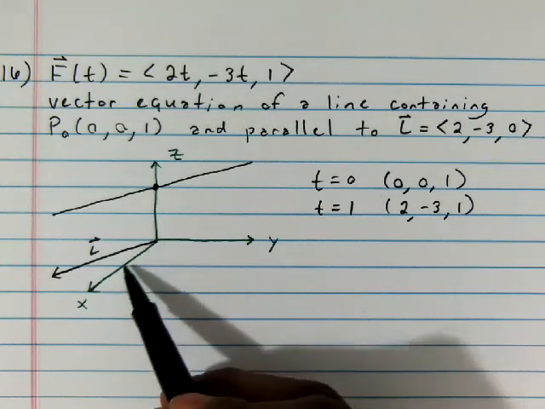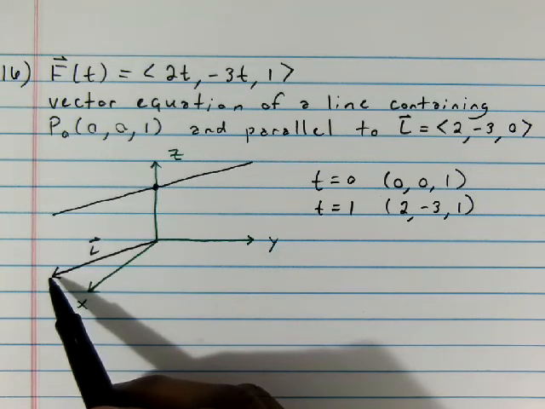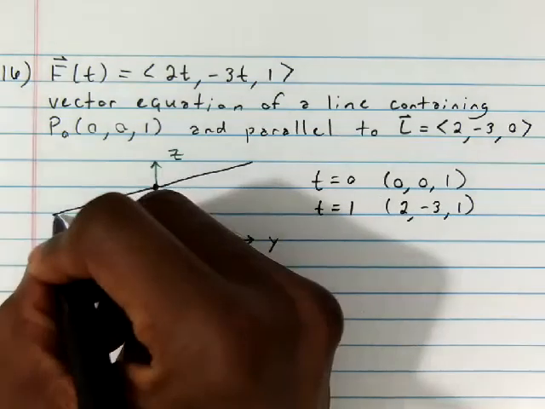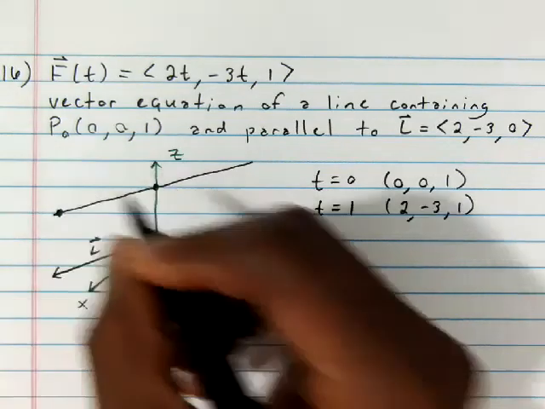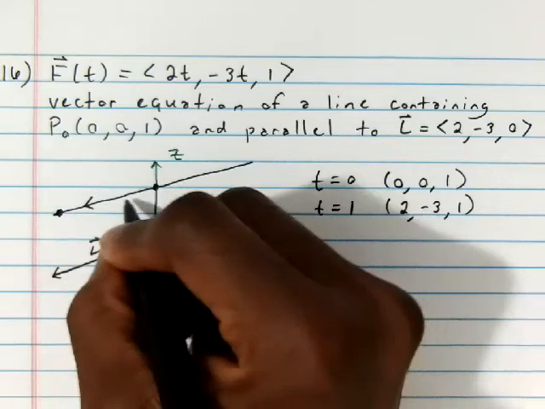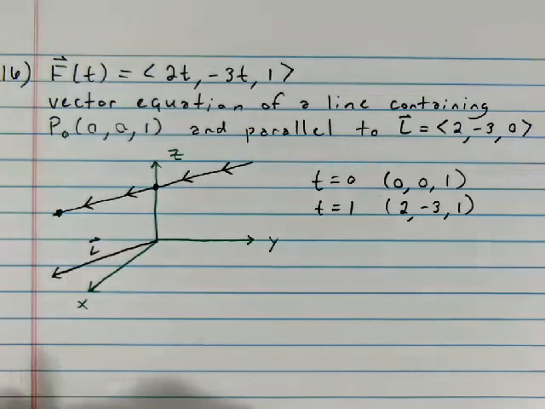So now where would 2, -3, 1 be? I would go out 2, I would go back 3, then I'll go up 1, which is going to be directly above that right there. So it would be right here. So at t equals 0, I'm there. At t equals 1, I'm there, which tells me my arrows are moving in that direction for this entire line there.